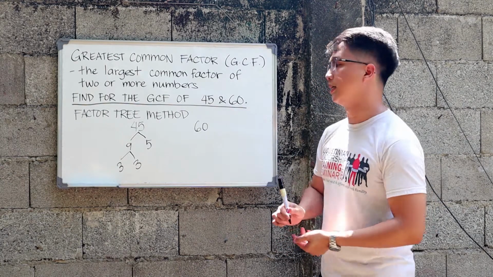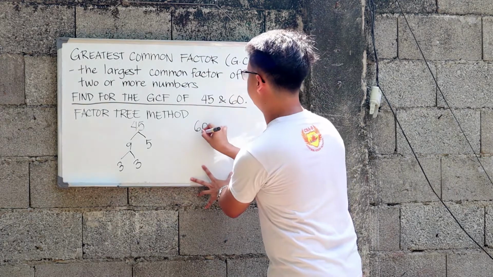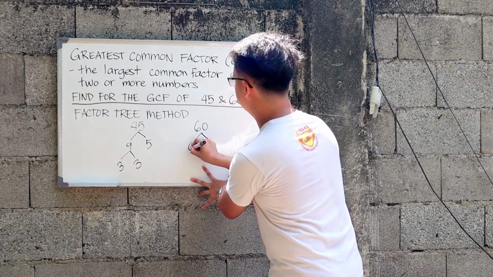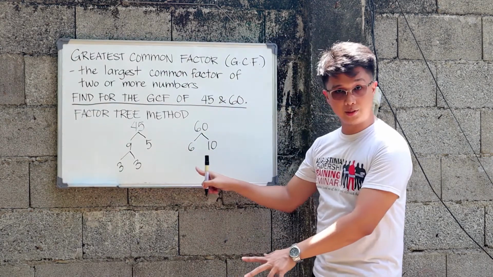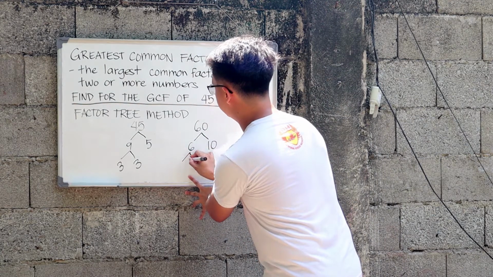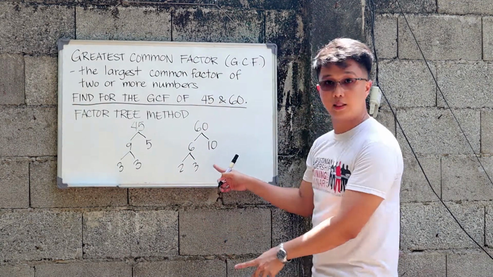What about 60? 60 is 6 times 10. 6 is 2 times 3. 10 is 2 times 5.